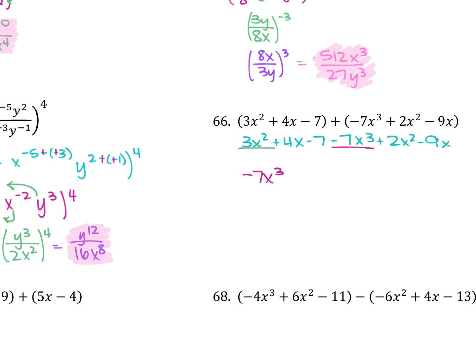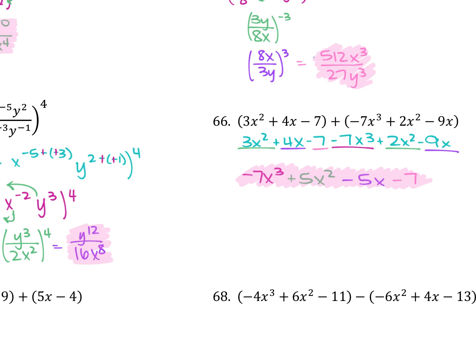Next, you would go with the x squared. So you have a 3x squared and a 2x squared, which give you 5x squared. Next, you have 4x and negative 9x, which give you negative 5x. And lastly, you have that negative 7. So it's just negative 7x cubed plus 5x squared minus 5x minus 7.